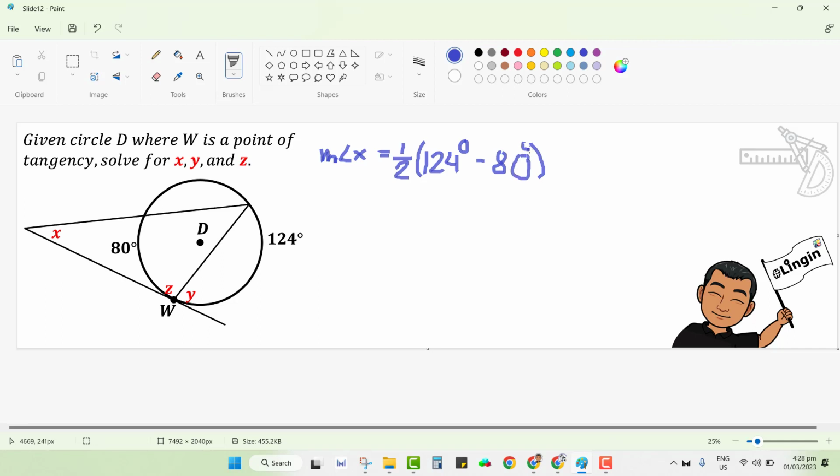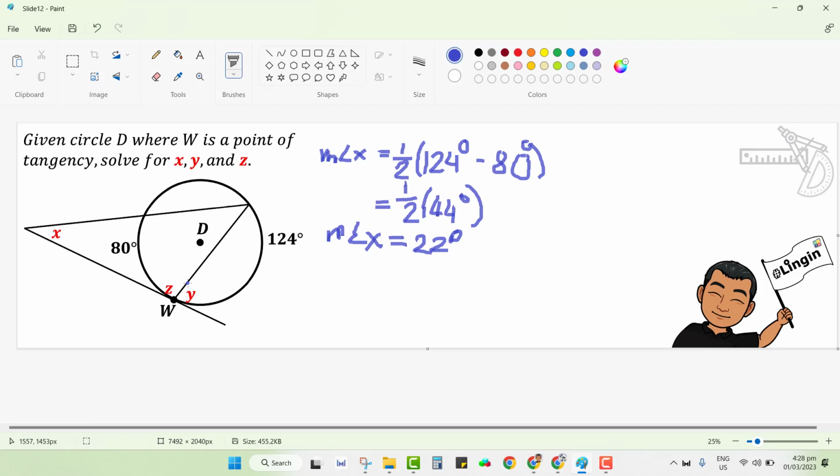So this is an equation that will be used to solve the measurement of angle X. That would mean 1/2 of the difference, which is 44 degrees. In short, the measurement of angle X is half of 44, that's 22 degrees. This is the measurement of angle X as it follows the theorem which involves an angle formed outside the circle from a tangent and a secant segment.